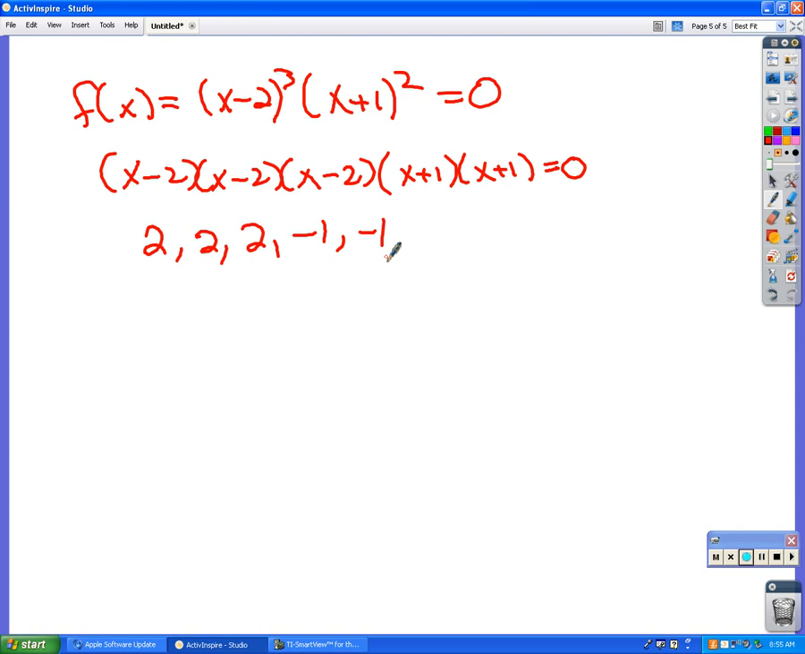So what they do instead is they say that your answers here would be 2, and it's called multiplicity, which you can abbreviate, 3, and negative 1, multiplicity 2. Okay? So 2 multiplicity 3 means that it really has 3 zeros right there at 2, and negative 1 multiplicity 2 means it has 2 zeros at negative 1.